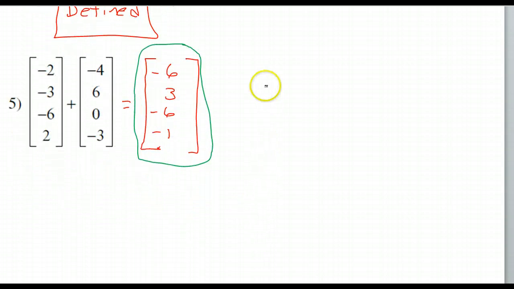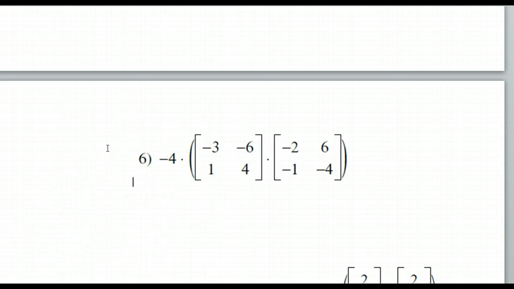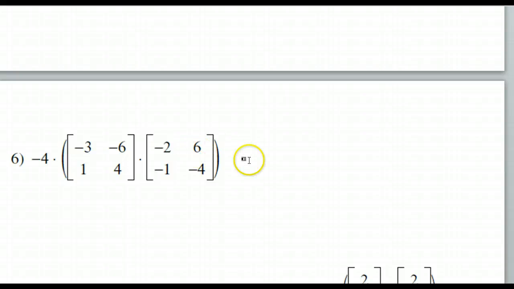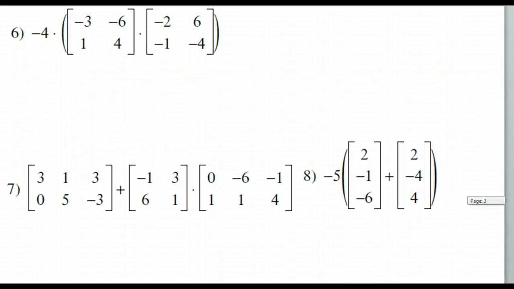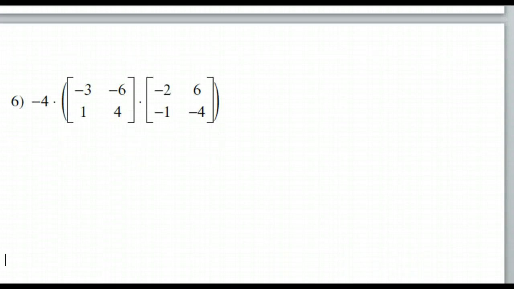Kind of easy. What about number 6? Okay, here's number 6. Let's see, let me leave myself a little more room. Okay, again, let's follow the order of operations, and let's go ahead and do what's inside of the parentheses first.